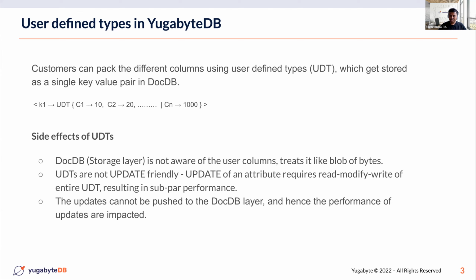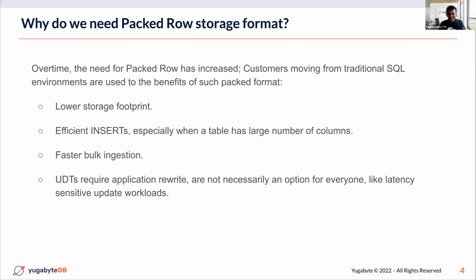One of the other things that's important from the Yugabyte architecture perspective is the query layer actually pushes a certain set of operators to the DocDB layer in a bunch of cases, be it predicates pushed down like filters, or aggregates and some of the other operations. However, for customers that have been using UDTs, the updates to individual columns cannot actually be pushed to the DocDB layer because DocDB treats it as a blob of bytes, and hence it also impacts the performance of updates. So that brings us to: why do we really need packed columns or a different storage format?